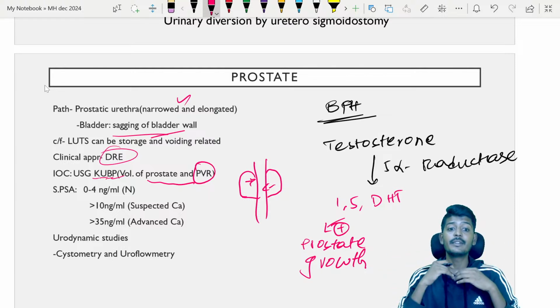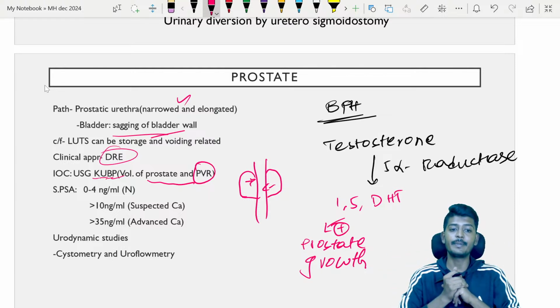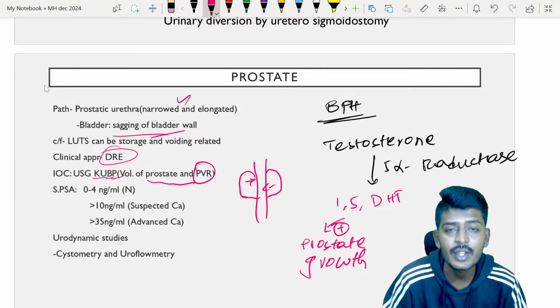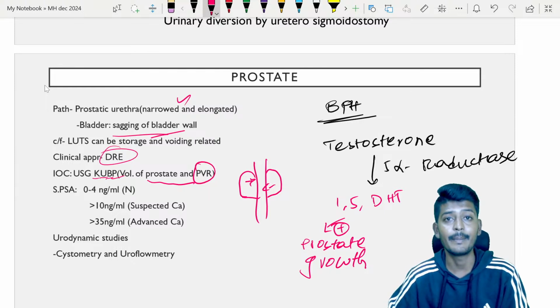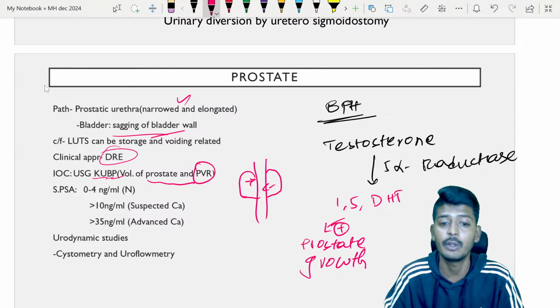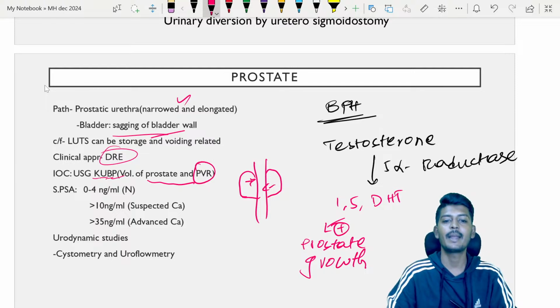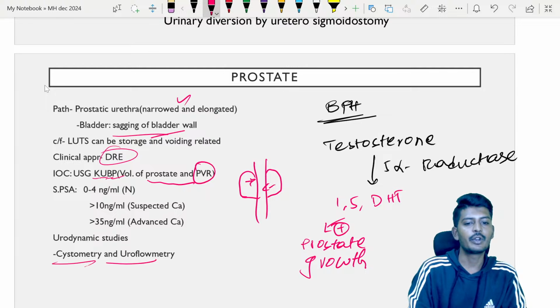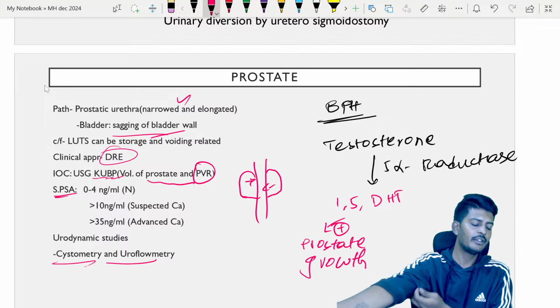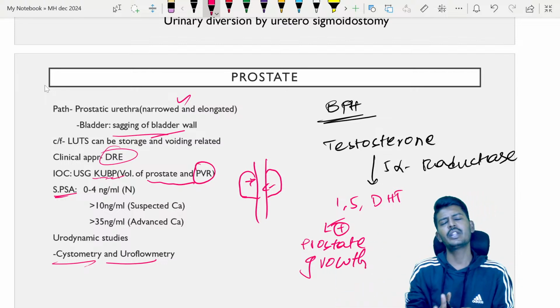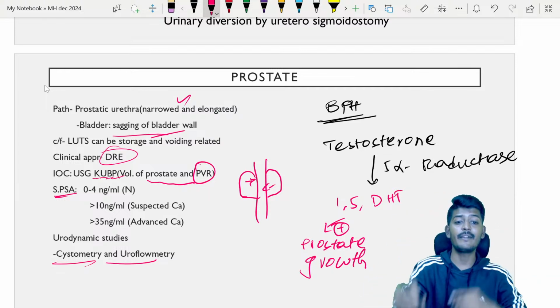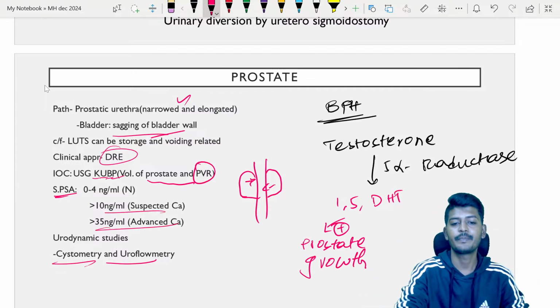If it becomes more than 100 ml, it is a direct diagnosis of benign prostatic hyperplasia. Meaning if more than 100 ml remains even after urination, then we will call it benign prostatic hyperplasia. Then we can go for cystometry, uroflowmetry, and PSA, prostate specific antigen. Actually, PSA can be elevated in BPH, but it can be significantly elevated in prostate cancer.